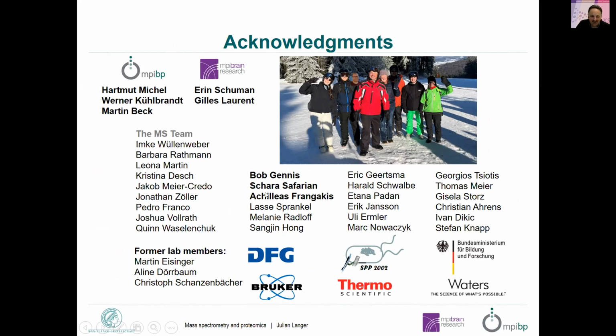These people are the collaborators that were essential for getting the projects running that I talked about today. Bob Gennis for the transhydrogenase, Charles Safarian for the bd oxidase, and Achilles for P116. These organizations helped me fund my lab, and these companies were very grateful in their method collaboration. So with that, I'd like to thank you for your attention, and I'm more than happy to take questions later in the Q&A session, I think.